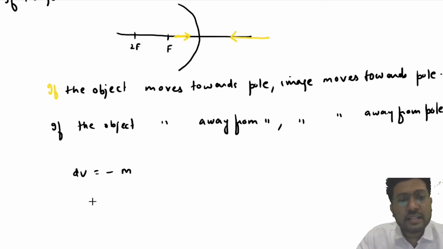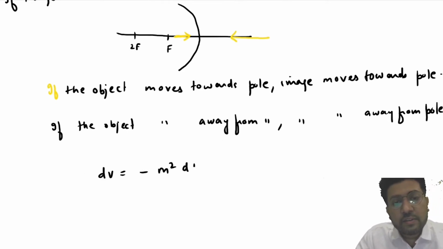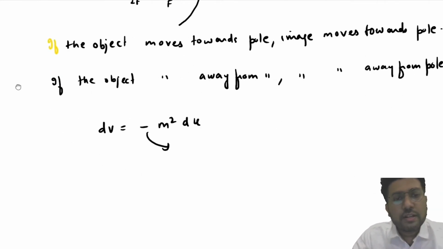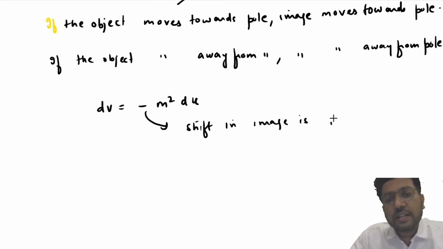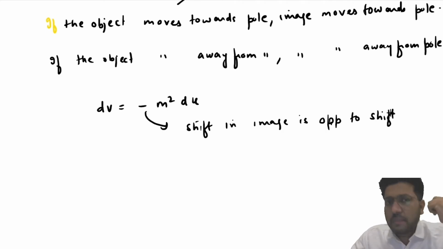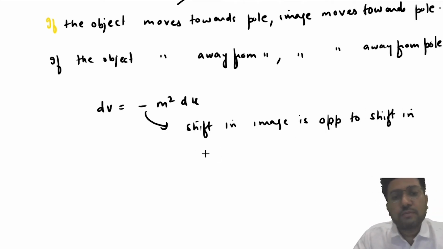Okay, I will write it again. If you forget, I will write it again. See, dv is equal to minus m square du. This minus shows that, because m square is a positive number, it is a squared number, the shift in image is opposite to shift in object. Whether the mirror is convex or concave, whatever, m is greater than 1, less than 1, whatever, every time the shift in image is opposite to shift in object.